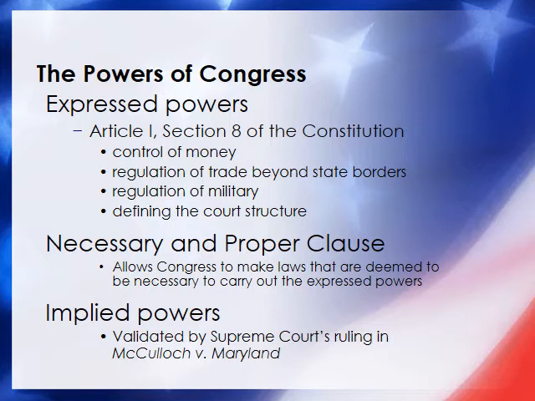In Section 8 of the Constitution, it gives Congress some very specific enumerated authority: control of money, regulation of trade between the states and beyond state borders, regulation of the military, regulation of the court structure, and so forth. The necessary and proper clause in Article 1 also says that Congress has the powers to make laws that are essential to carry out its express powers. The question was at that point, how expansive would this elastic clause be? An early decision by the Supreme Court under Marshall validated these implied powers and indicated that Congress would be given a great deal of latitude to carry out its expressed powers.